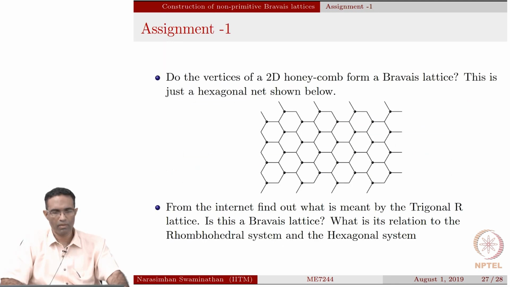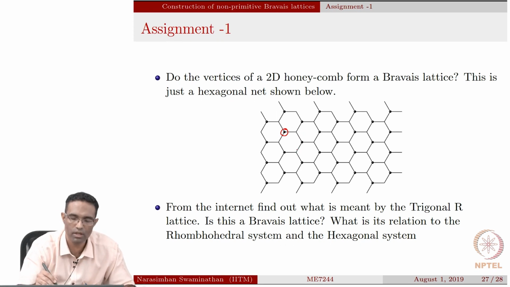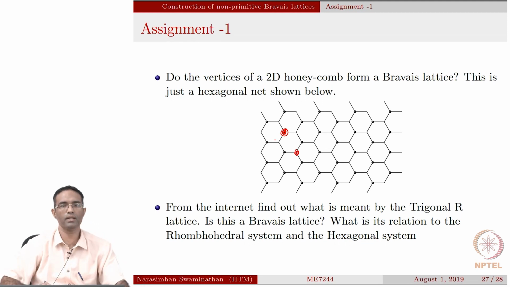Okay, I think that is one of the assignments that I have given you. One of the things that we discussed previously, I just thought I'll give you as an assignment. You can take a look at this hexagonal net. Just like how somebody mentioned, the same environment is not seen by this lattice point and this lattice point. Consequently, a hexagonal net is not a Bravais lattice. Okay. You all have heard of trigonal lattice, R lattice. What is that?